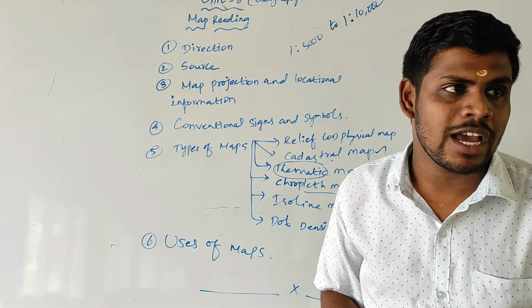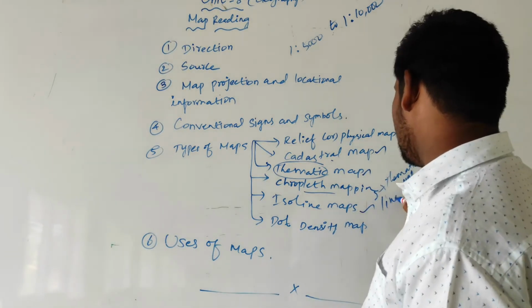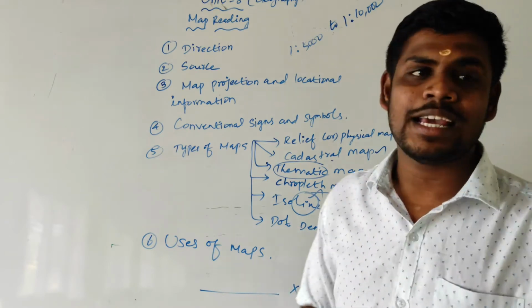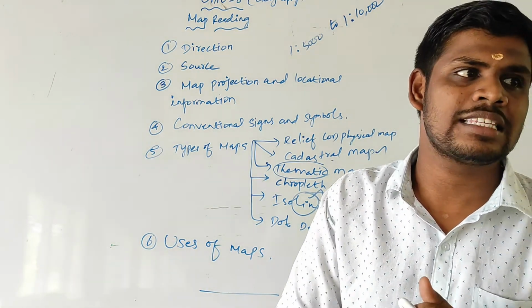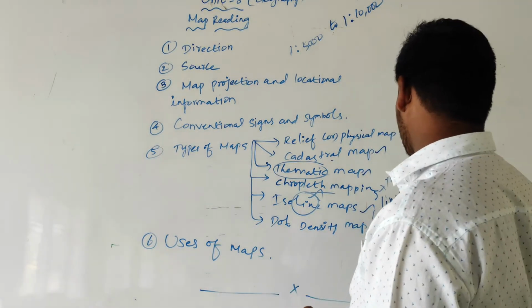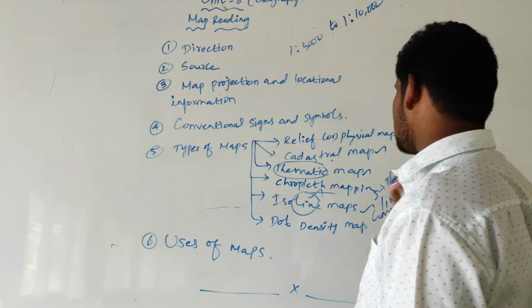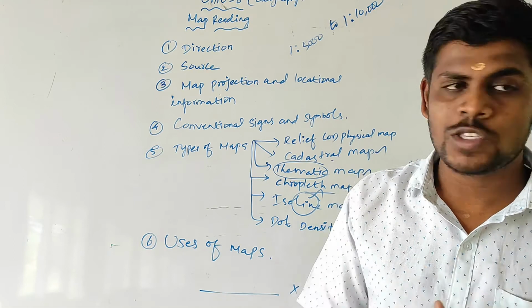What do you mean by isoline maps? Isolines are lines drawn to link different places that share a common value. They share what? A common value. The prefix iso is here.